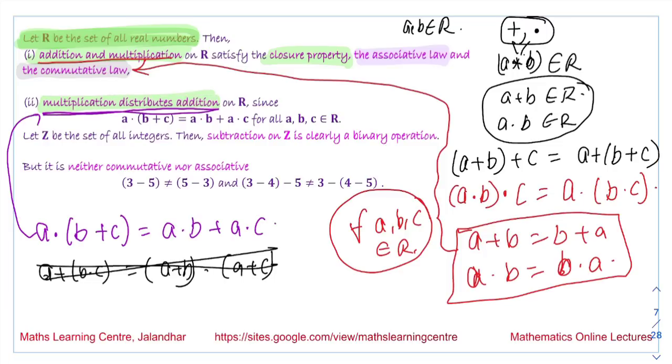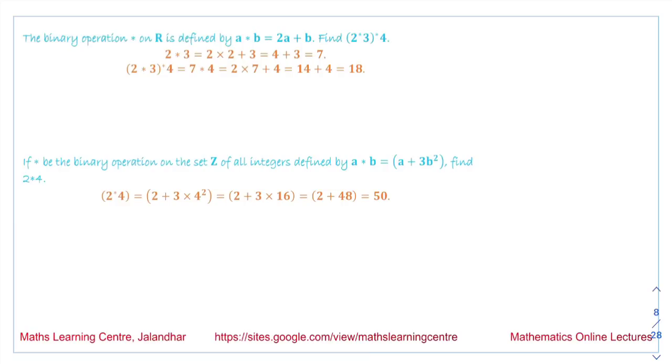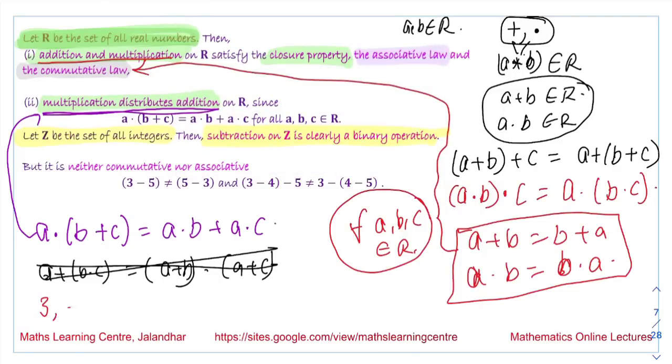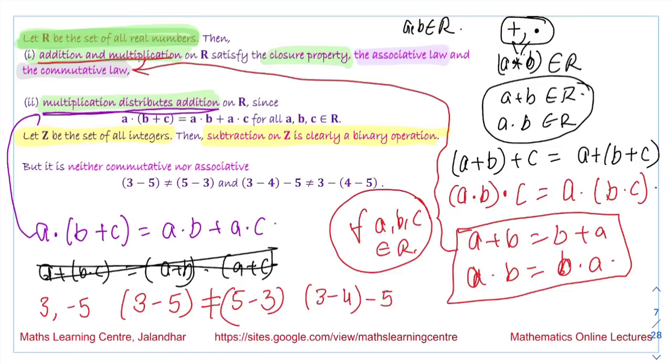The next result is about the set Z of all integers. Subtraction on Z is a binary operation. But if we consider two integers, say 3 and 5, then 3 minus 5 is not equal to 5 minus 3. Also, (3 minus 4) minus 5 is not equal to 3 minus (4 minus 5). This shows that this operation is neither commutative nor associative.